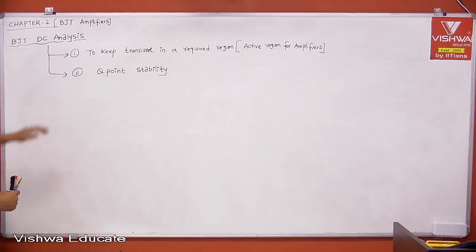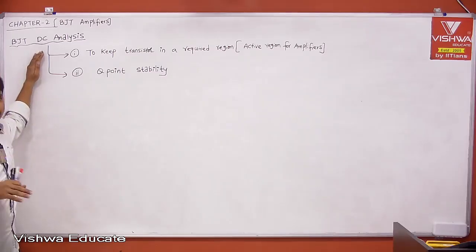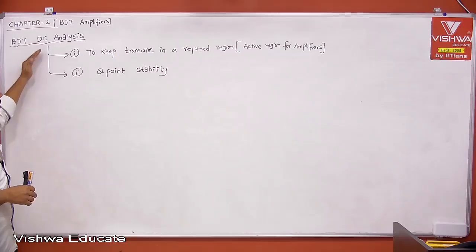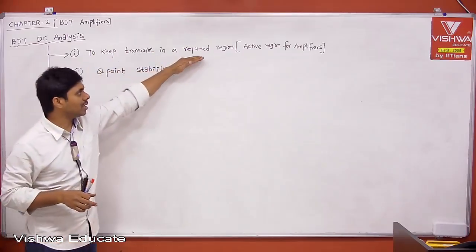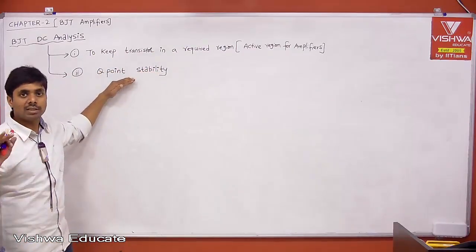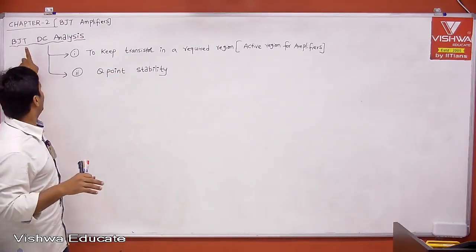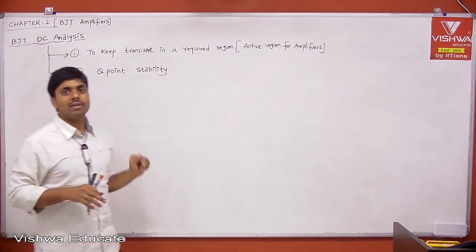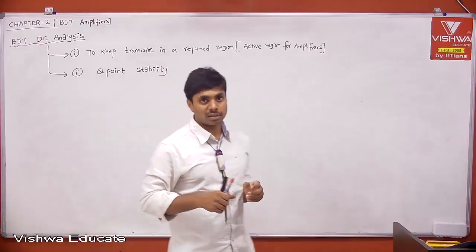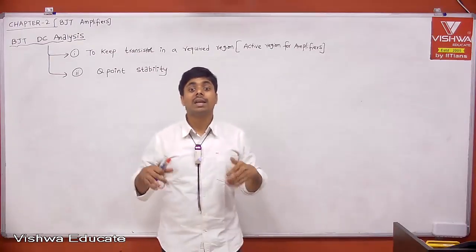Remember, in the case of DC analysis, I will not bother about AC signals, because the purpose of DC analysis is only the region of the transistor and Q point stability, the DC voltage and DC current to be stable, right? Now, if you take AC analysis, there I will not speak about DC quantities because I speak about only AC quantities.